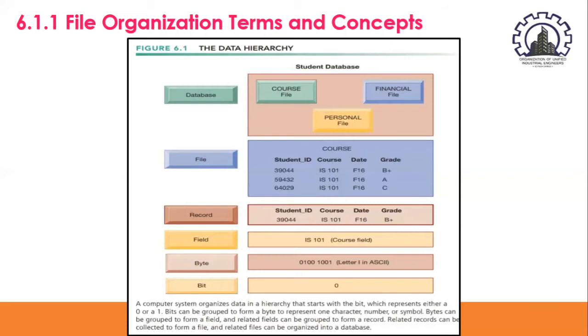The student course file illustrated in figure 6.1 could be grouped with files on students' personal histories and financial backgrounds to create a student's database. A record describes an entity. An entity is a person, place, thing, or event on which we store and maintain information, and each characteristic or quality describing a particular entity is called an attribute. For example, student ID, course, date, and grade are attributes of the entity course. The specific values that these attributes can have are found in the fields of the record describing the entity course.